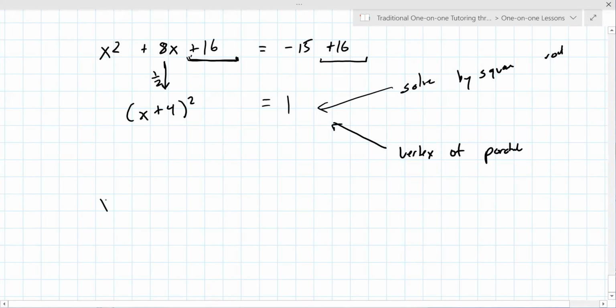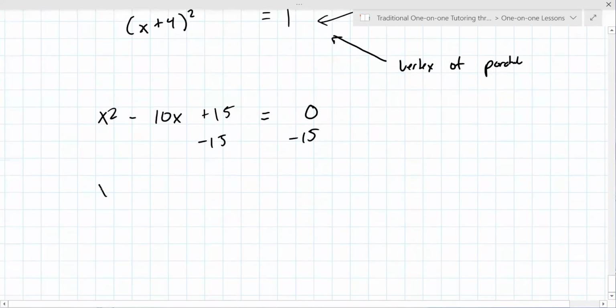Let's do another one here. x squared minus 10x equals negative 15. Again, doesn't really matter. So the first thing, and sometimes this 15 is over here, I guess I should do an example like that, and then you just move it to the other side. Like you subtract 15, subtract 15. You have to create this gap here.